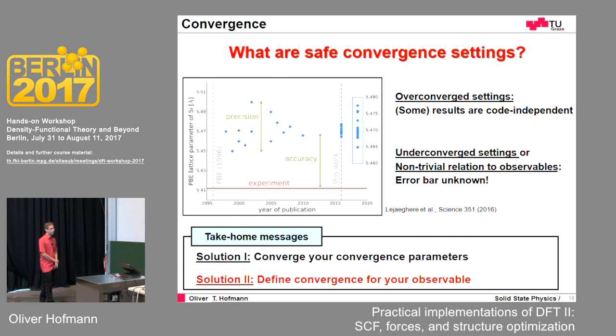So the take-home message for convergence settings is, first, you should critically look at and probably converge your convergence parameters, not take them too strict because that wastes time, not take them too loose because you get inaccurate results. And the second take-home message is you should check how these convergence parameters actually affect the observable you're interested in at the end of your calculation.